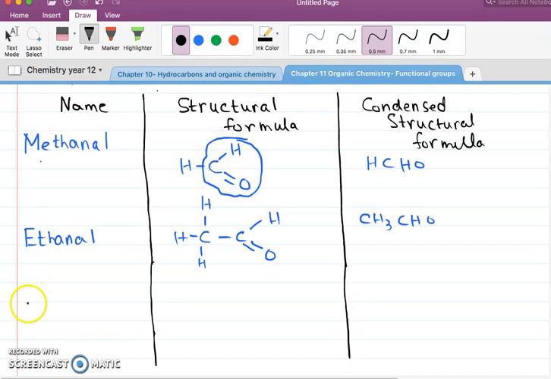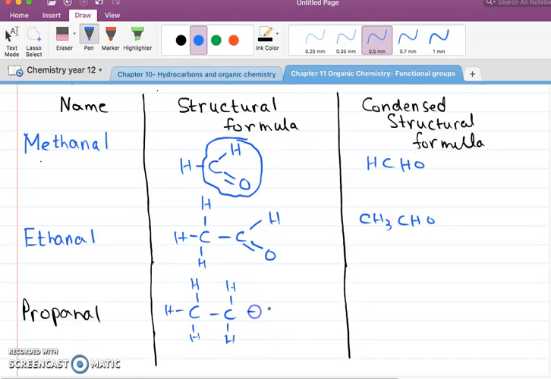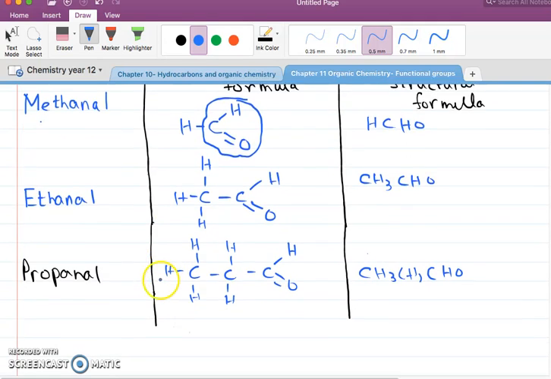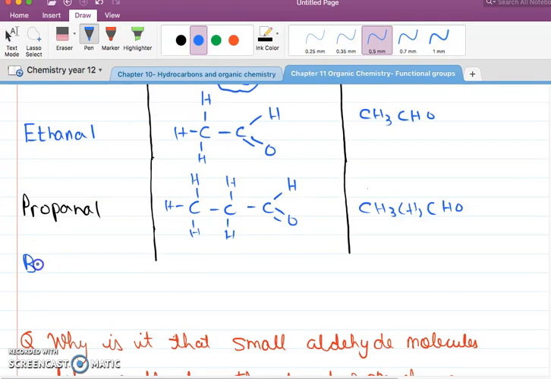So okay, the next one is propanal, and the structural formula for that is CH3, then a CH2, and then a CH double bond O, which is CH3CH2CHO. Propanal. And then last but not least, it's butanal, which is CH3CH2CH2CHO.